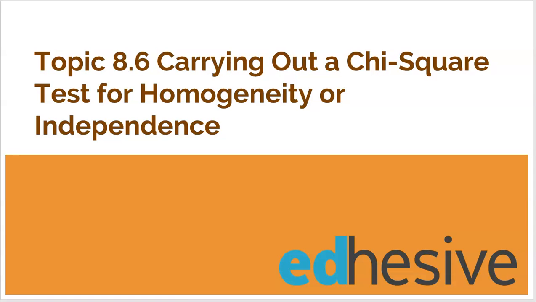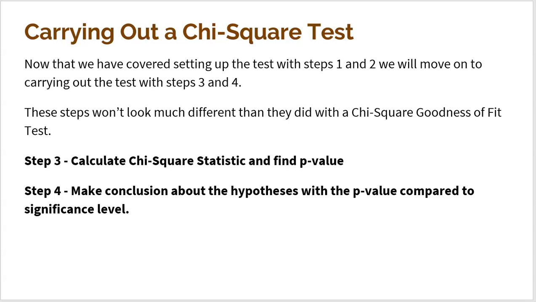We covered steps 1 and 2. In this video, we're going to cover steps 3 and 4. Step 3 is actually quite simple. It's actually doing the math. It's a little time consuming, to be honest, but it's the step where you're going to do the math. We're going to calculate the chi-squared statistic for your data and find the p-value.